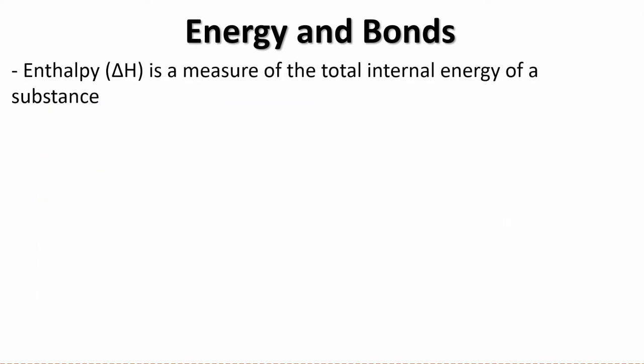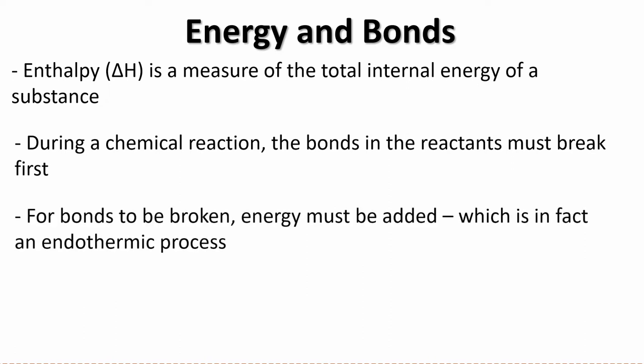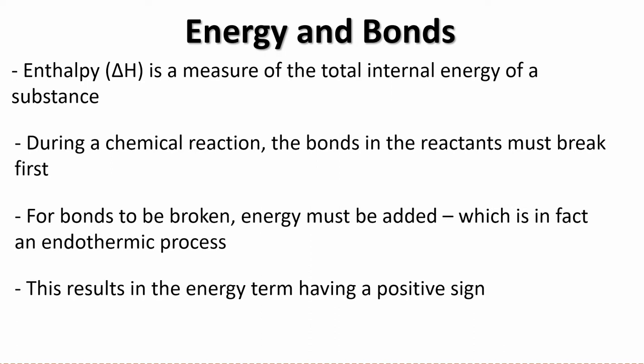Now we're going to talk a little bit about delta H, and it's a measure of the total internal energy of a substance during a chemical reaction. The bonds in the reactants must break first, and for bonds to be broken, energy must be added, which is in fact an endothermic process, right? And we just talked about that on the last slide. We feel energy as cold. We feel cold in that situation. This results in the energy term having a positive sign. So we're going to have to associate endothermic reactions with a positive delta H.